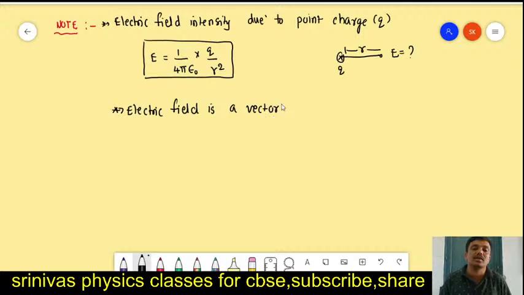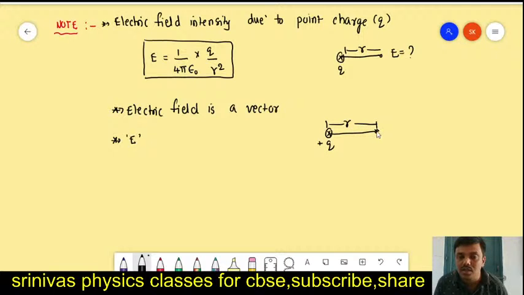What is the electric field definition? E is a vector, so what is its direction? Remember, this is a Q charge. If you want the electric field direction at distance R, for a positive charge, you should keep +1 coulomb charge here. The force on the +1 coulomb charge is called electric field. This plus Q repels, so the force acts on this side. This force direction is the electric field direction.